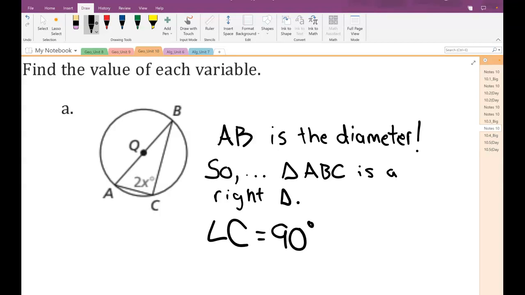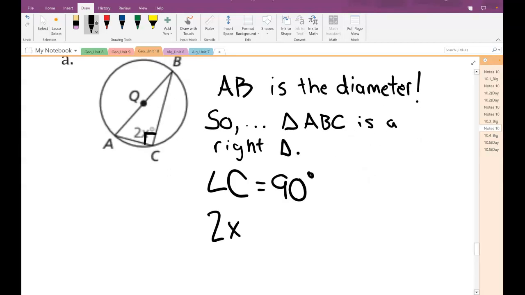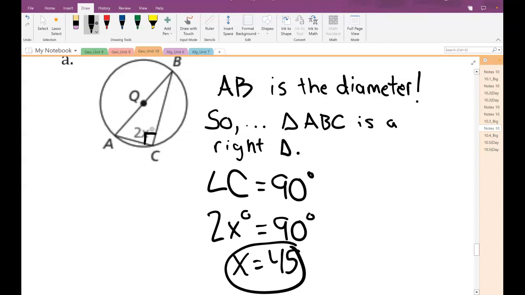Maybe you want to draw your little half square. And we know angle C, we're given that that is 2x, equal to 90 degrees. Well, we can figure out what x has to be then. Just divide by 2. X has to be 45.